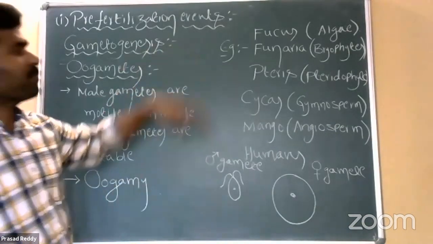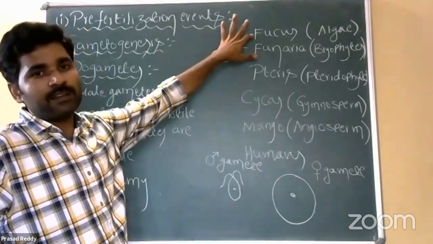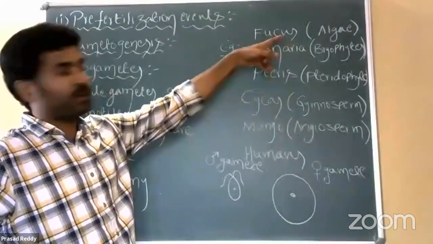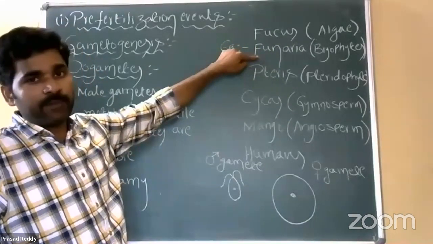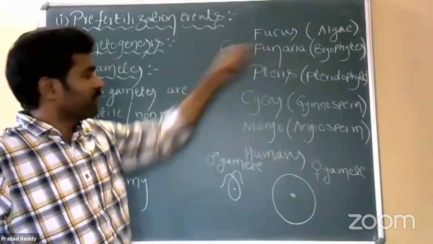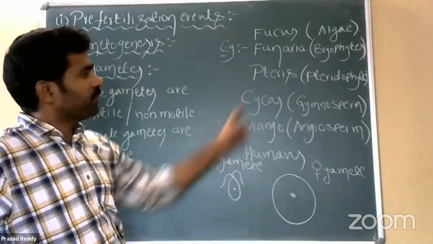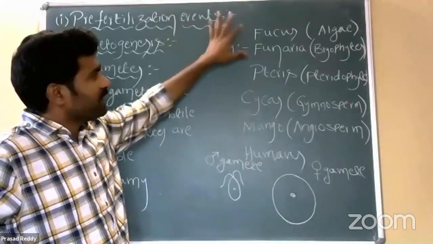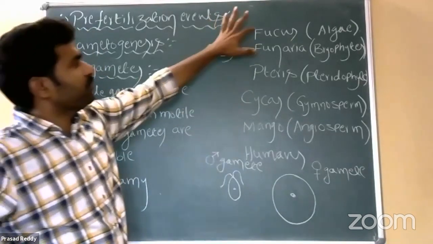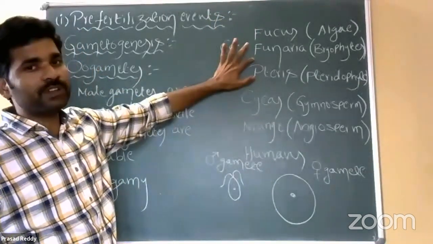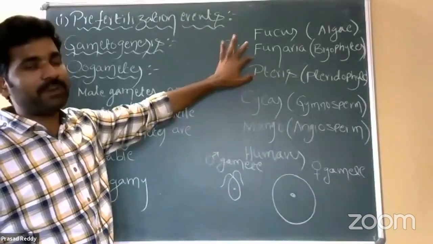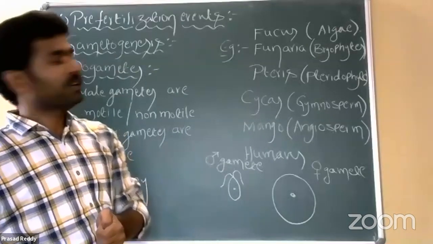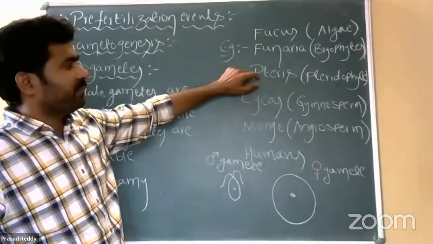For example, you can take one by one. In fucus, algal members, the male gamete is motile, but the female gamete is non-motile. In funaria, bryophytes, the male gamete is motile, but the female gamete is non-motile as well. What is the characteristic feature of the male gamete in fucus and funaria? In both fucus and funaria plants, the male gamete has two flagella.